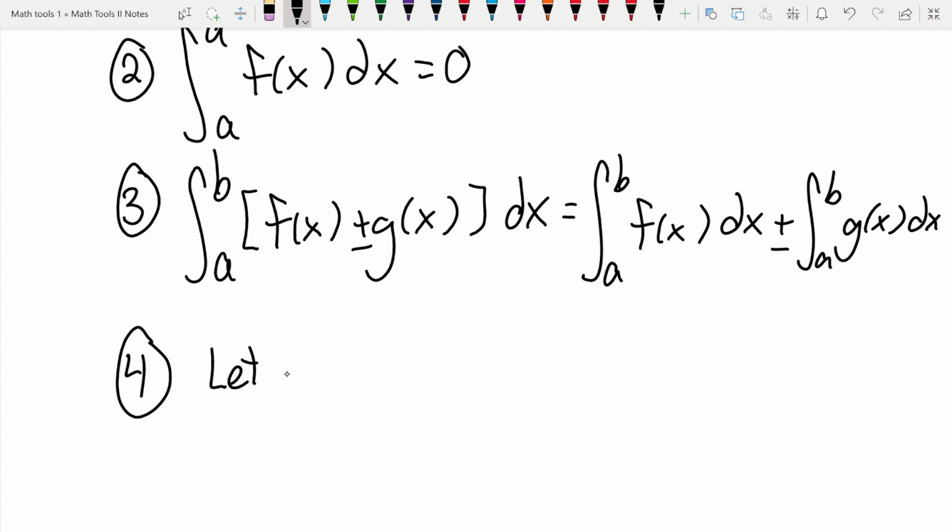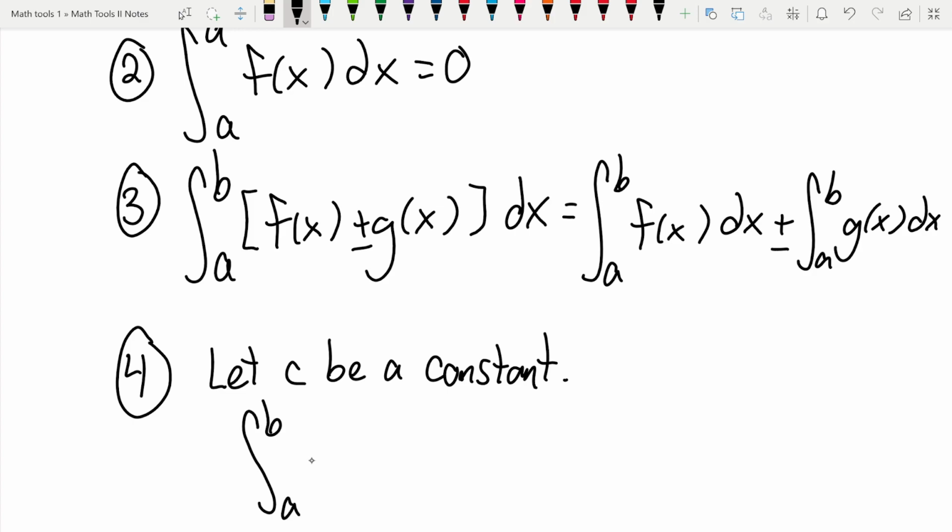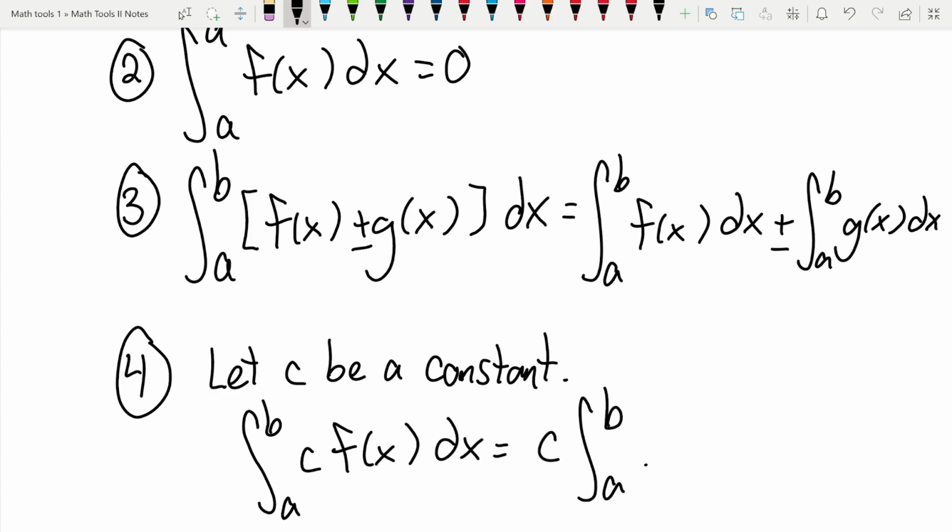If we let c be a constant, just some constant number, then as we saw with derivatives, the integral of c times f of x dx is equal to c times the integral of f of x dx. So again, we can pull the constant out. If we have the integral of 2 times x, we could do 2 times the integral of x instead. This allows us to break it up into simpler parts if needed.